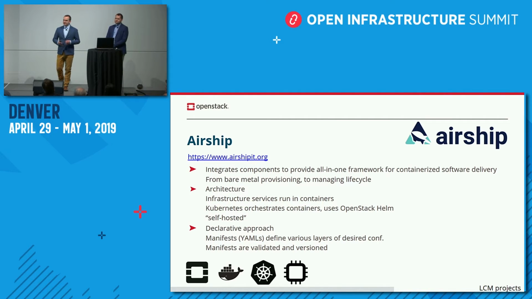The architecture of Airship, briefly. OpenStack infrastructure services run in containers. These containers are orchestrated by Kubernetes, and it leverages OpenStack Helm. And there are also Helm charts for Airship's own services. So these services also run in containers governed by Kubernetes, and this is what they mean when they say that Airship is self-hosted. Because of this, Airship components can be upgraded like any other Helm-based components.